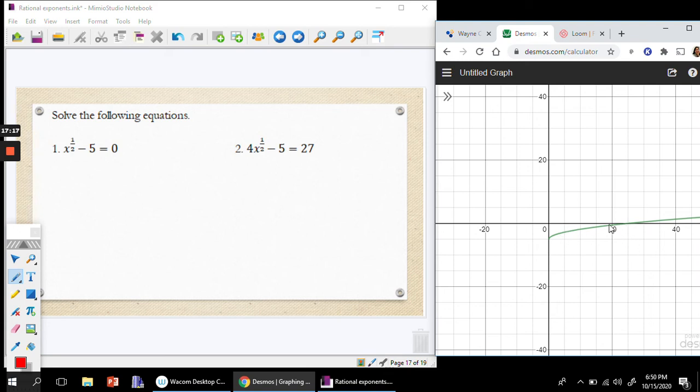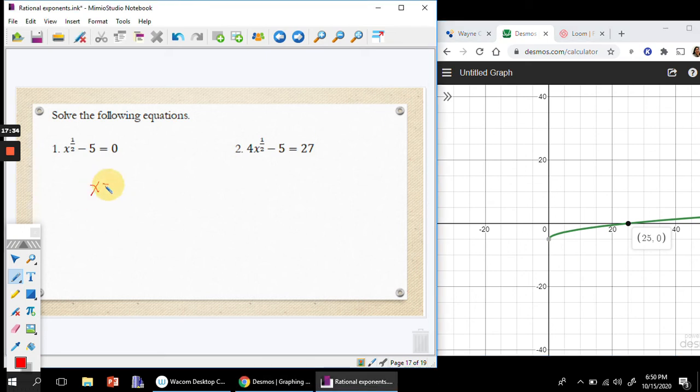So this is your graph. This is your x-axis. The green one is the graph, and this is the x-axis. So this is the point where the graph passes through the x-axis. So the answer is 25. Right? So the answer here is x is equal to 25, and we have the same answer from our solution earlier.